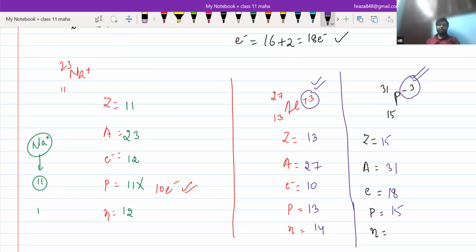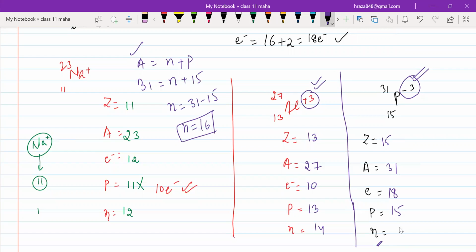P, proton, is 15. And neutron is 16? Will it be 16? No, 15. Now see, apply the formula A equals N plus P. A is 31 and we need to calculate N, and P is 15. So N will be equal to 31 minus 15, that will be equal to 16. Oh, yes, 16. Calculation mistake. Very good.